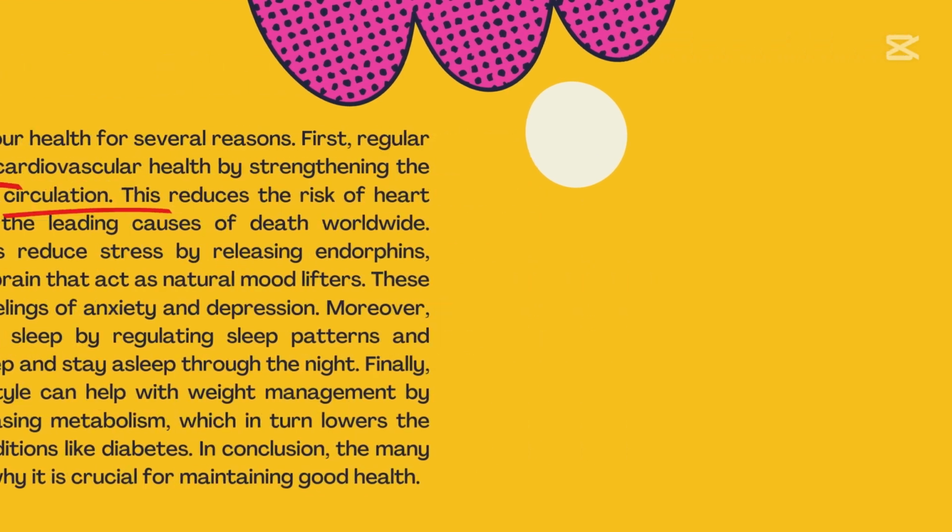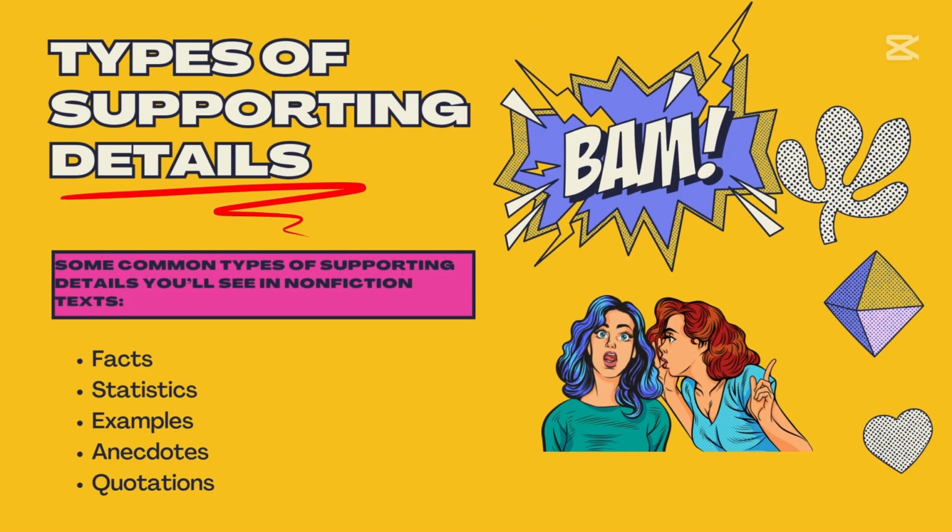Okay, so now we move to the types of supporting details. Supporting details can take different forms depending on the type of the text. But here are some common types of supporting details you'll see in non-fiction text. So this is for non-fiction text, okay? So the first one, you're gonna find facts. As we know, facts are information that can be proven true. Example, regular exercise lowers the risk of heart disease by 50%. So when we have the data, it means that it's a fact.